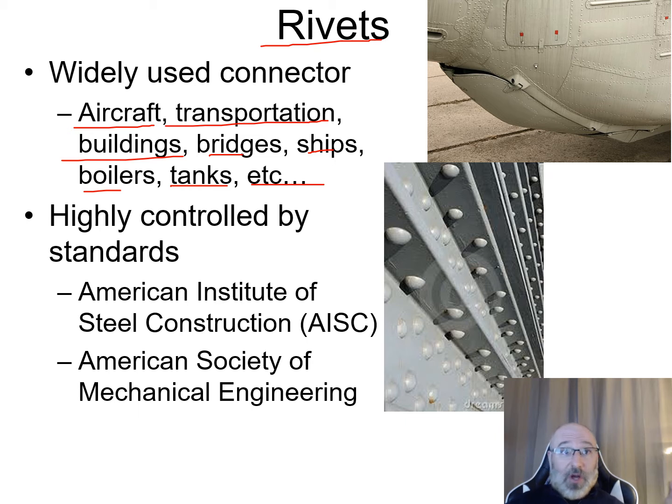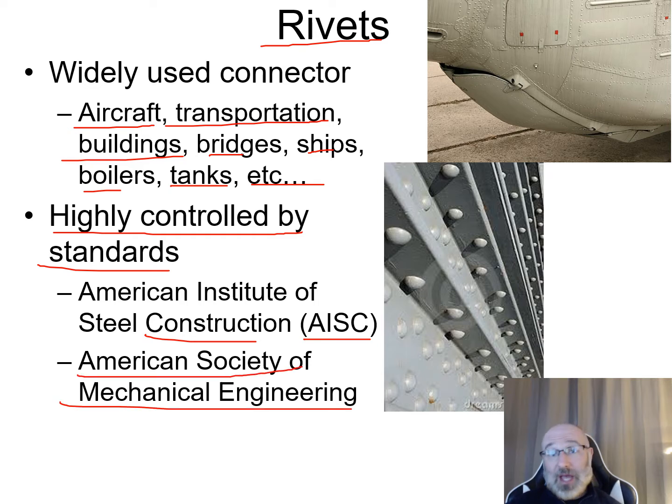Now, a thing also to think about with these is there are some highly controlled standards which we're going to follow. So two of these are the American Institute of Steel Construction, AISC, and the American Society of Mechanical Engineers, ASME, as well. So both of these have some standards that we can refer back to when we're making that decision on what type of rivet we need for our application.